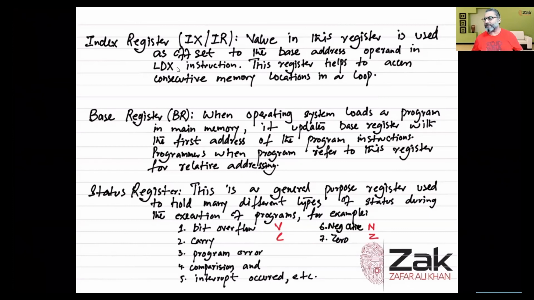So the status register, as far as the definition is concerned, is a general purpose register used to hold many different types of status during the execution of a program, and that execution is actually nothing but the logic and arithmetic operations. And then the last thing that we have discussed today was buses.